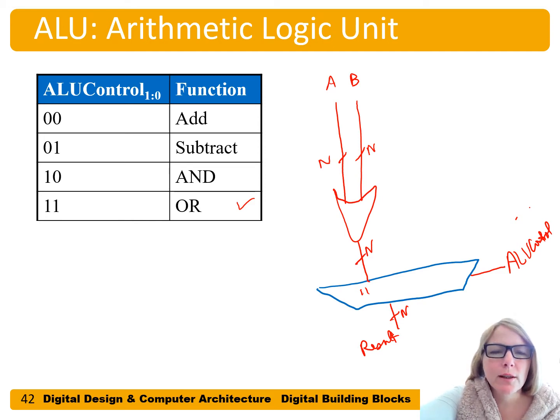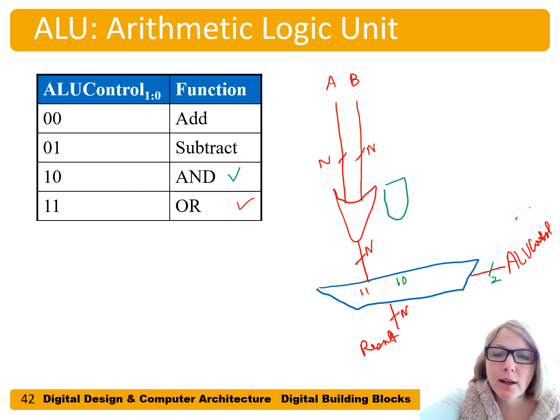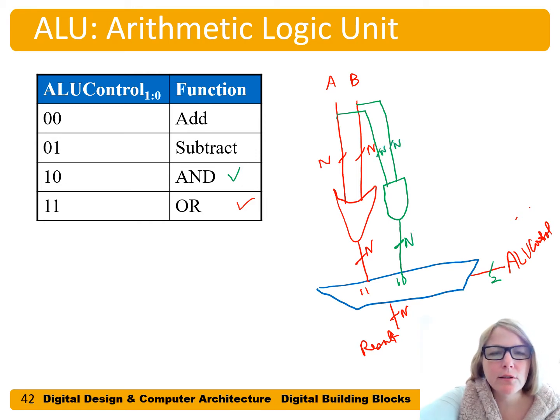Okay, so let's do AND then. That's the 1, 0 option for ALU control. It's our 2-bit control signal. Similarly, we can now just put our AND gate here and pull off our signals A and B, and those are all n-bit buses again. Okay, so we've got those 2.